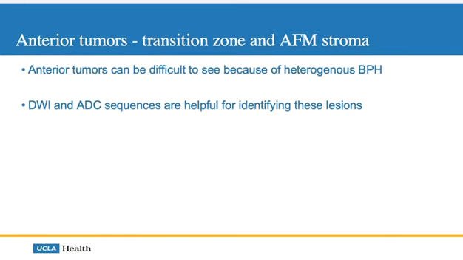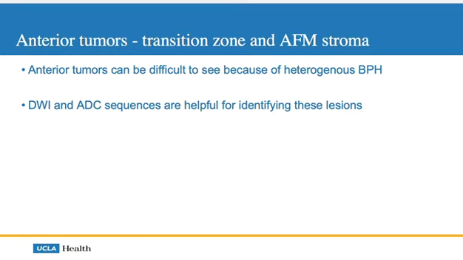So let's talk a little bit now about anterior tumors in the transition zone and the anterior fibromuscular stroma. I wanted to go through the diffusion sequences before talking about this because they are very, very important for identifying anterior tumors. Anterior tumors can be very difficult to see because of the heterogeneous nature of BPH. So we went through those peripheral zone tumors, and typically you can see that nice, smooth, hyperintense white peripheral zone, and anything dark in there on T2 requires evaluation on the DWIs and the ADCs.